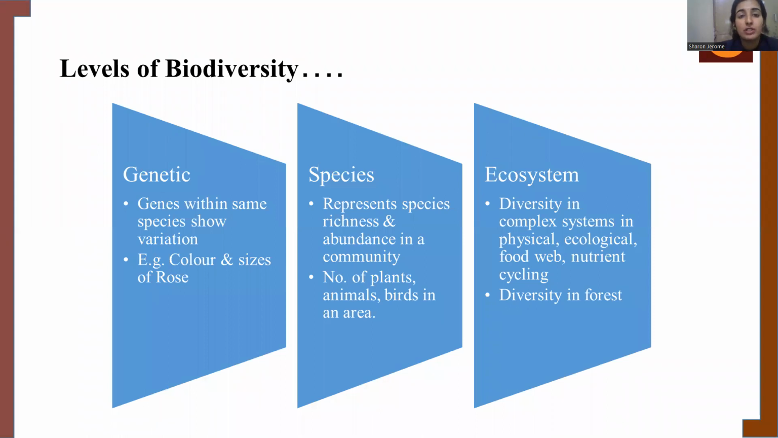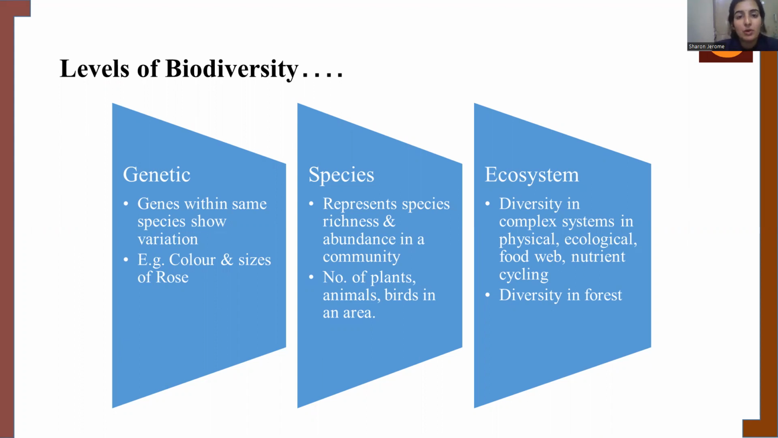Now we need to look into the levels of biodiversity. The levels of biodiversity include the genetic level, the species level, as well as the ecosystem level. When we talk about the genetic level of biodiversity, it is nothing but the genes within the same species showing variation. The example given here is the rose. Even though we say rose, there are different varieties of rose, isn't it? Red rose, white rose, yellow rose, etc. That is the genetic variability of biodiversity.